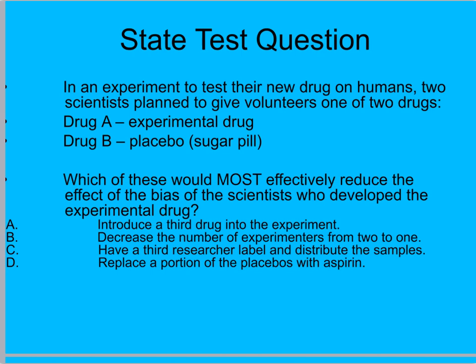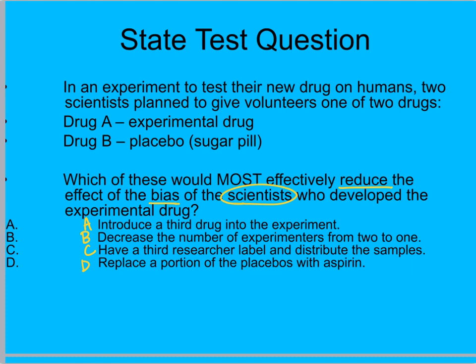Okay. In an experiment to test their new drug on humans, 2 scientists planned to give volunteers one of 2 drugs. Drug A, the experimental drug, or drug B, the placebo, the sugar pill. Which of these would most effectively reduce the effect of bias of the scientist who developed the experimental drug? Do I want to A, introduce a 3rd drug into the experiment? B, decrease the number of experimentals from 2 to 1? C, have a 3rd researcher label and distribute the samples? Or D, replace a portion of placebos with aspirin?